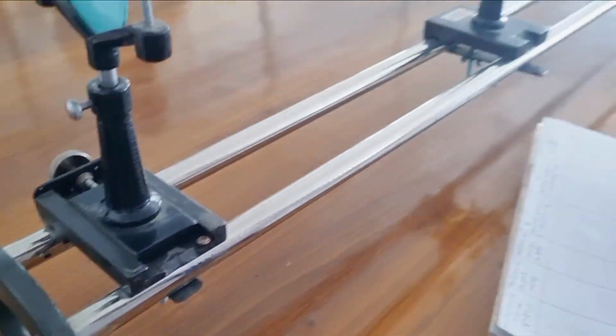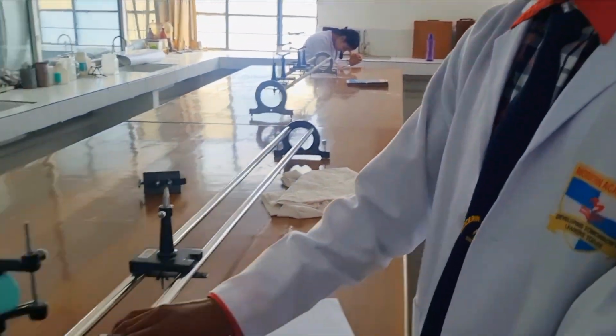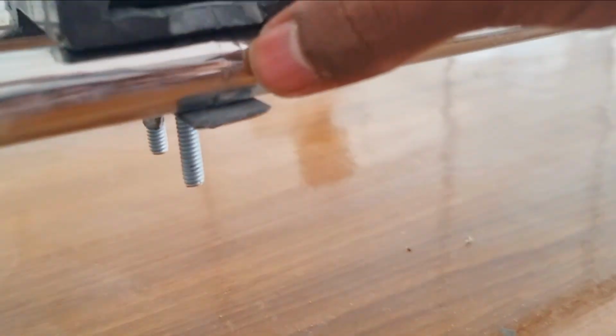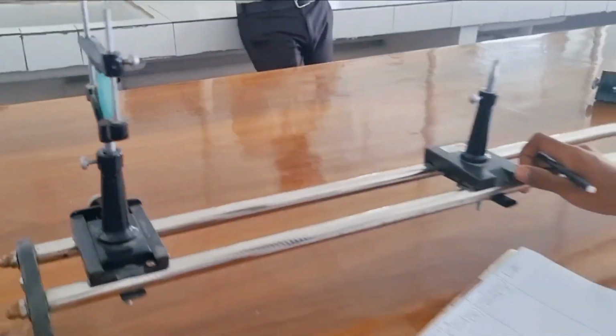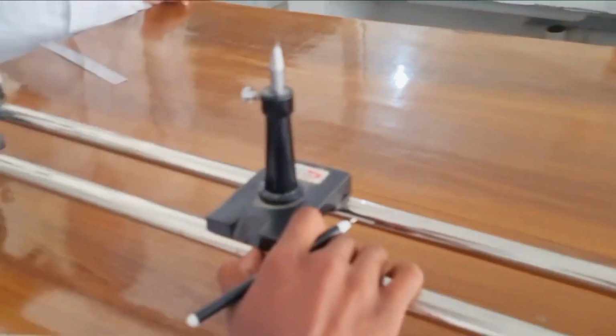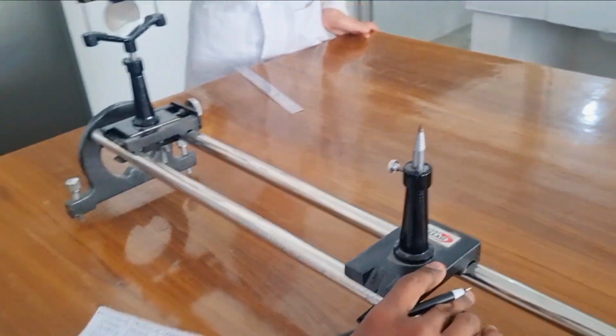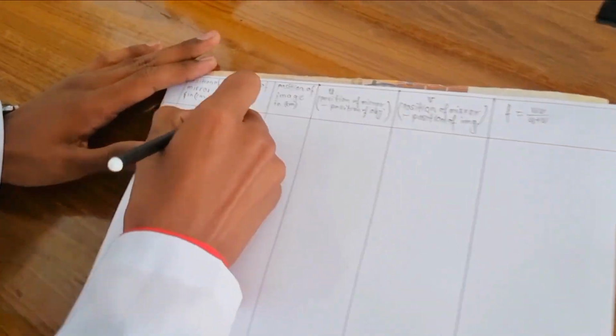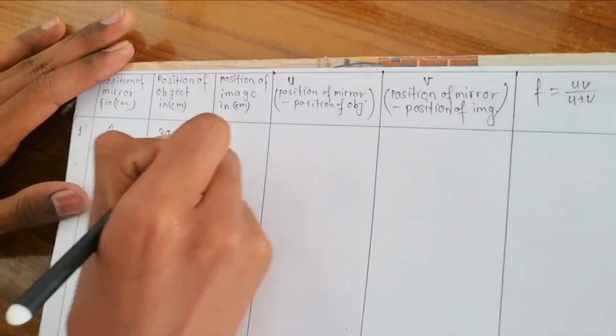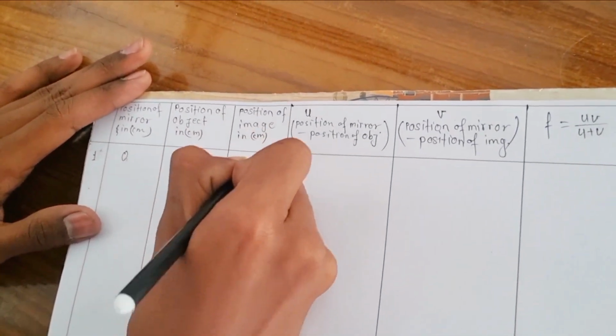Now we are going to note down our first data from the observation. As we can see here, this point shows 0 centimeter. Then we will note down here 0, the position of mirror, and as we can see here, this point shows 30.2 centimeter. This will be the position of image and position of object both. Then we write here 30.2 and 30.2.